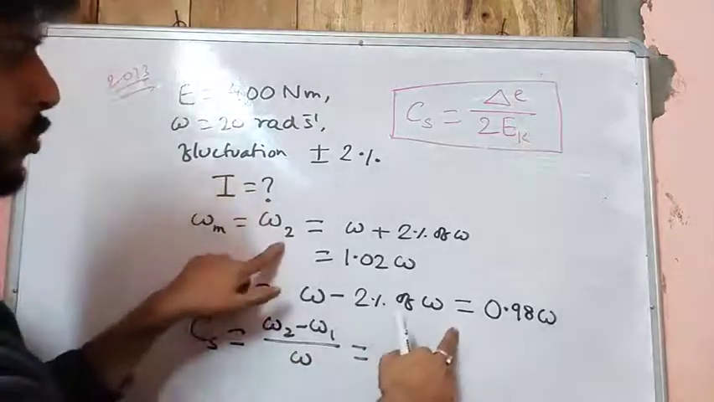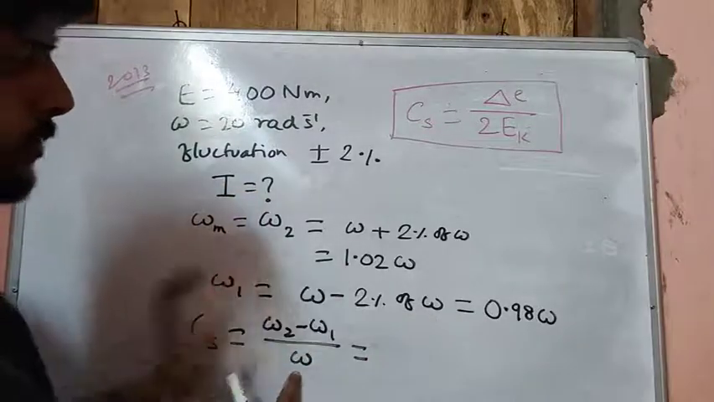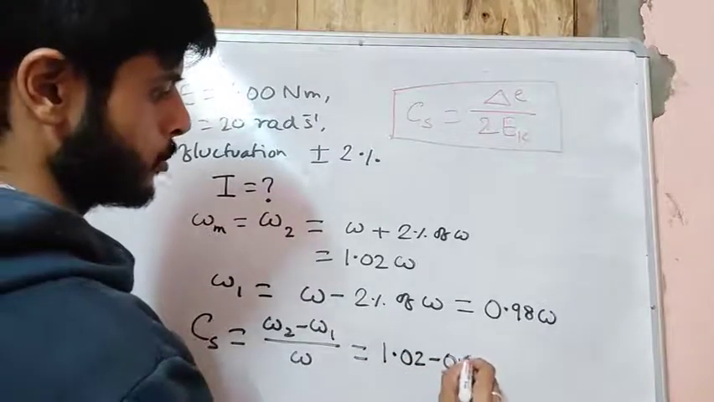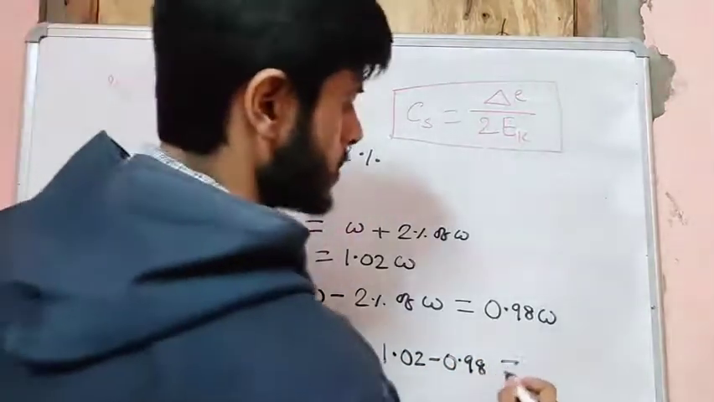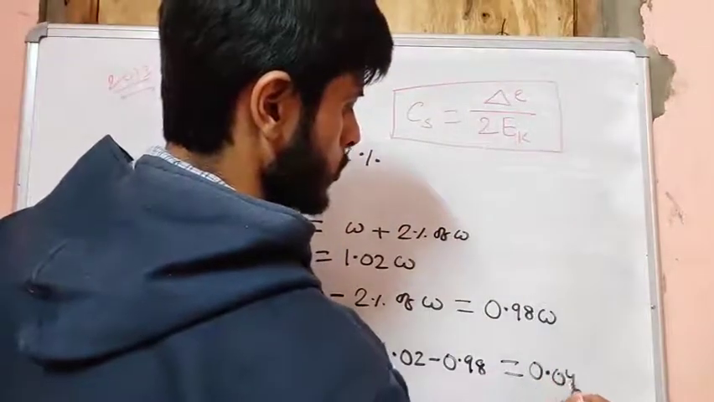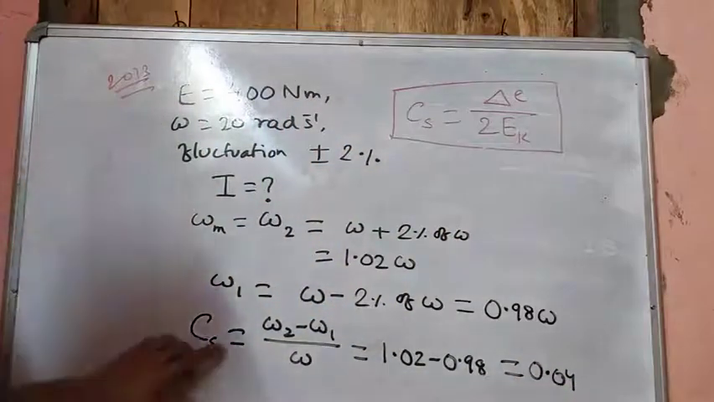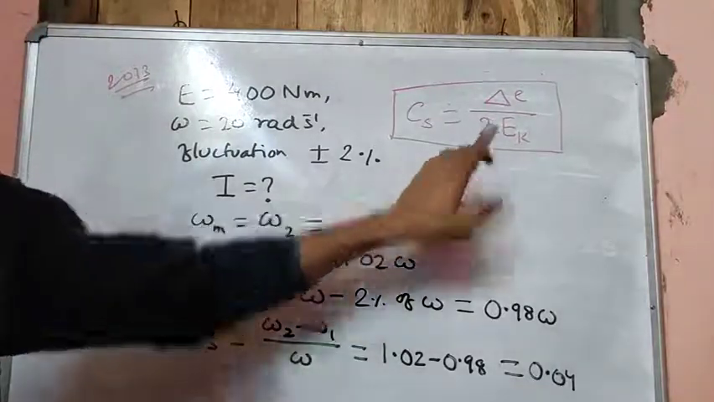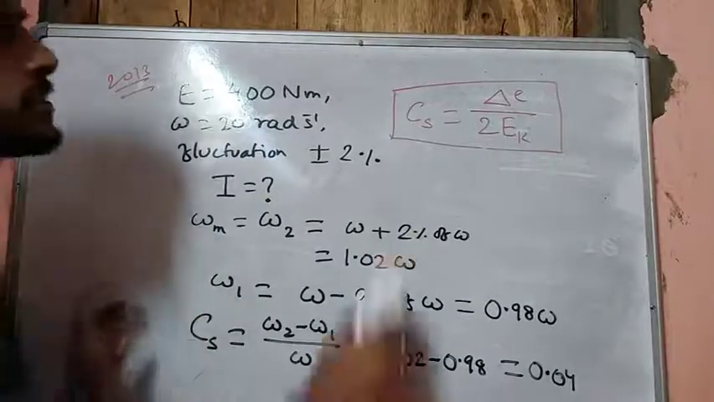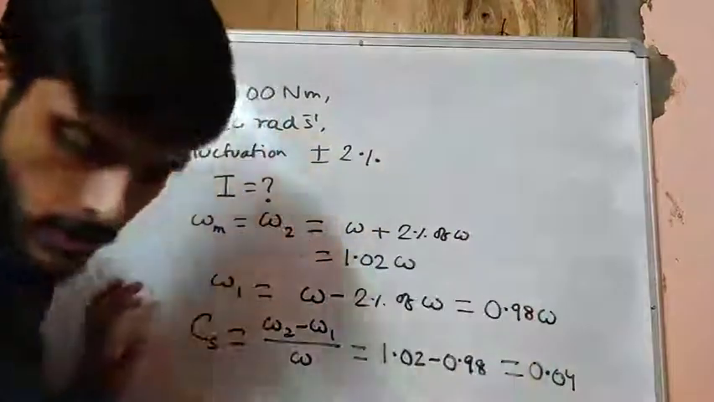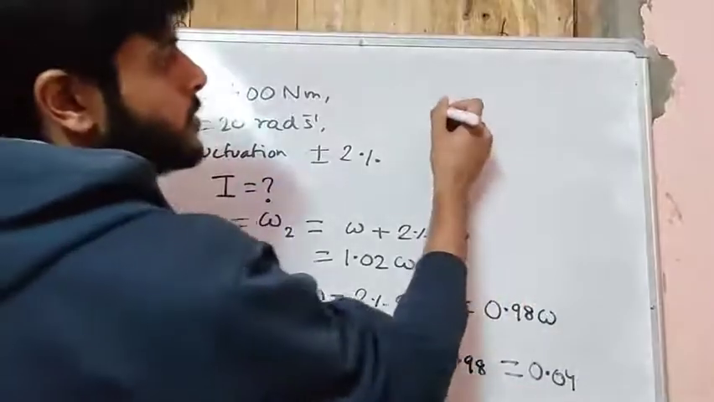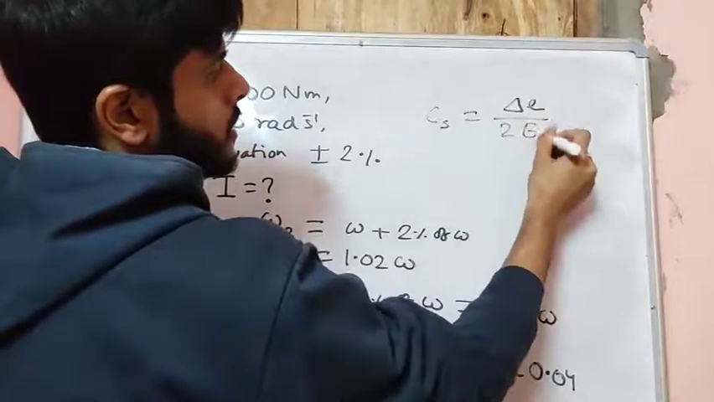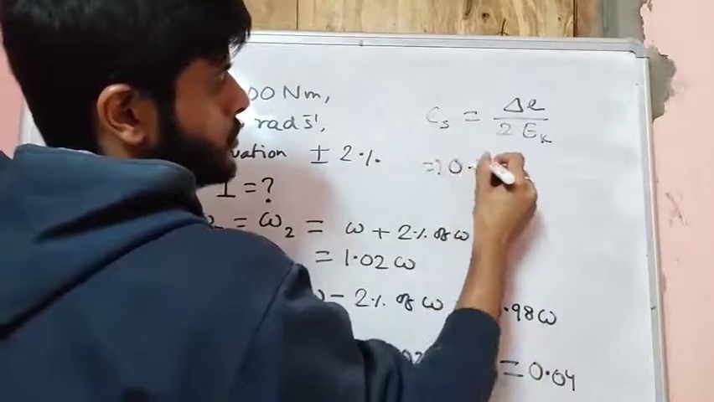So the coefficient of fluctuation of speed is omega 2 minus omega 1 divided by the average omega, which is 1.02 minus 0.98, so this is equal to 0.04. Now we can equate it to the change in kinetic energy, the change in total energy of the system. So maximum fluctuation of energy divided by twice Ek is equal to 0.04.